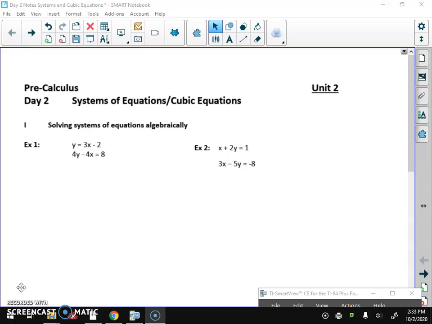Our focus for the day is on solving systems of equations, which is 2 or more equations that are solved simultaneously, as well as solving cubic equations. So let's start with doing systems, and we'll do them algebraically.